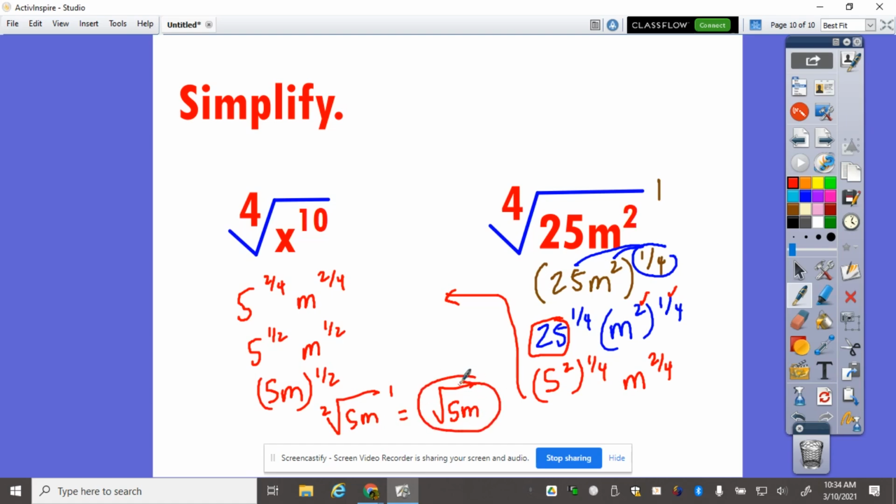Okay. And there you have it. And that's how you simplify radical expressions with rational exponents. As always, kaboom.